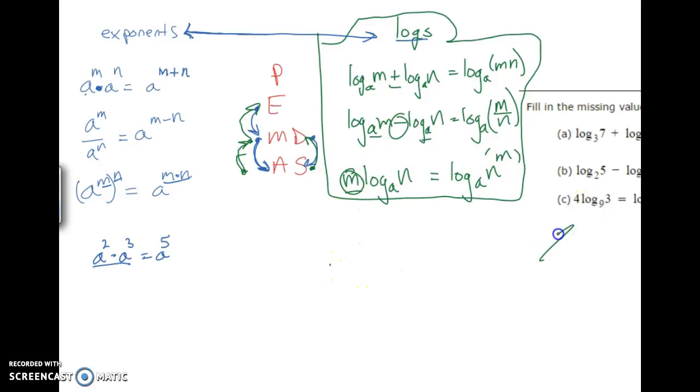So we'll do these problems over here in a second, so sit tight for the next video, and you'll see me referencing these properties as I do these problems over here.